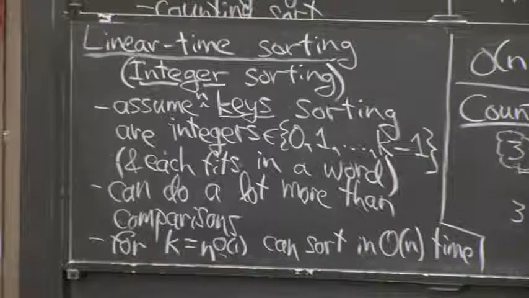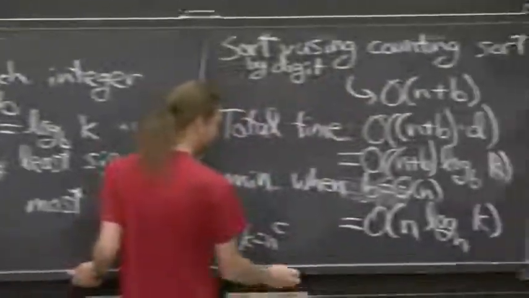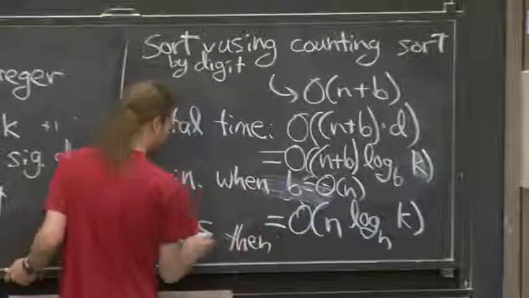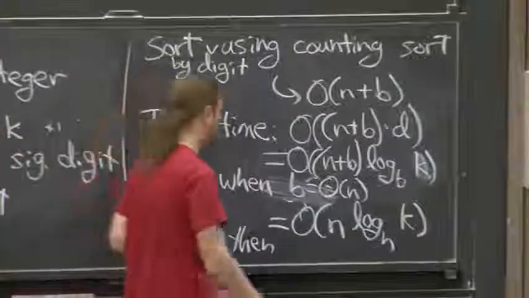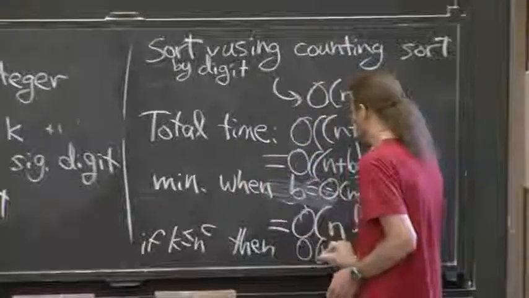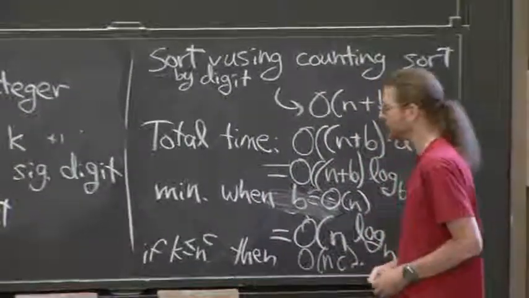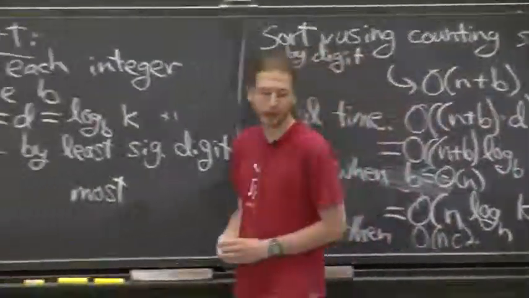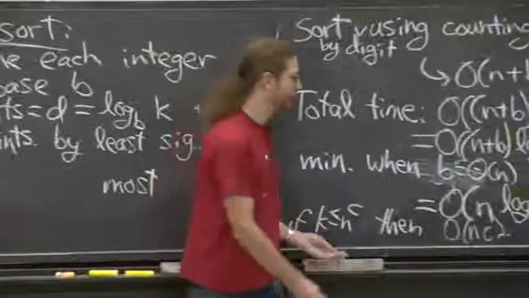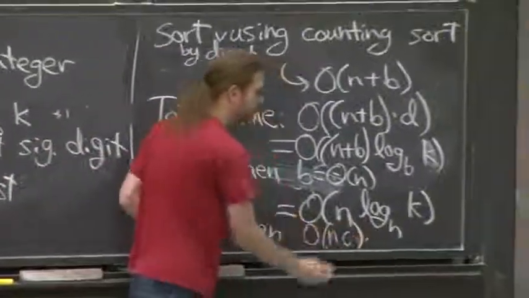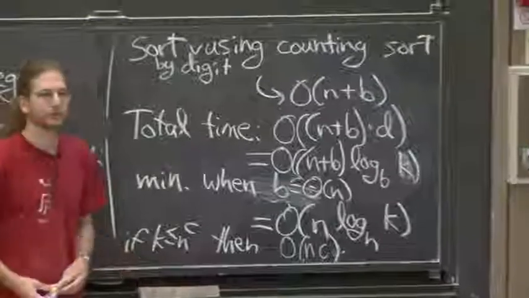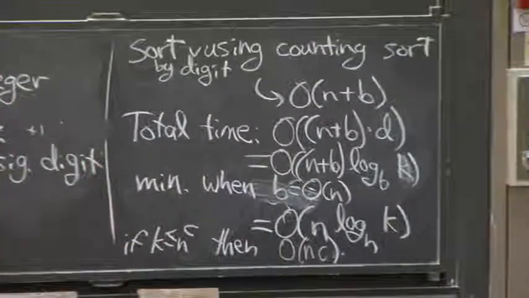So let me write that. If k equals n to the c, or say is at most n to the c, then this is going to be order n times c. So if your integers are reasonably small, you get a linear time sorting algorithm. And reasonably small means polynomial in n, in value. That's kind of cool. And that's Radix Sort.